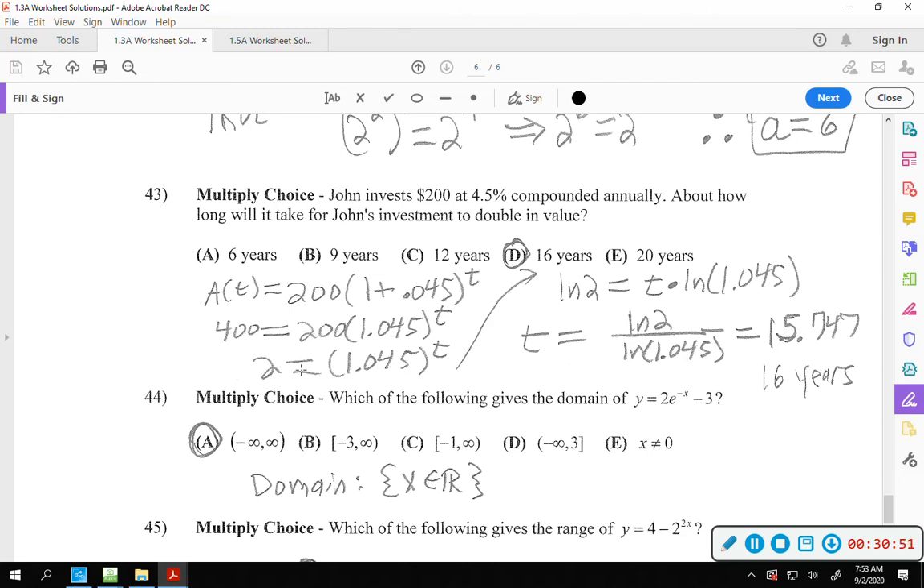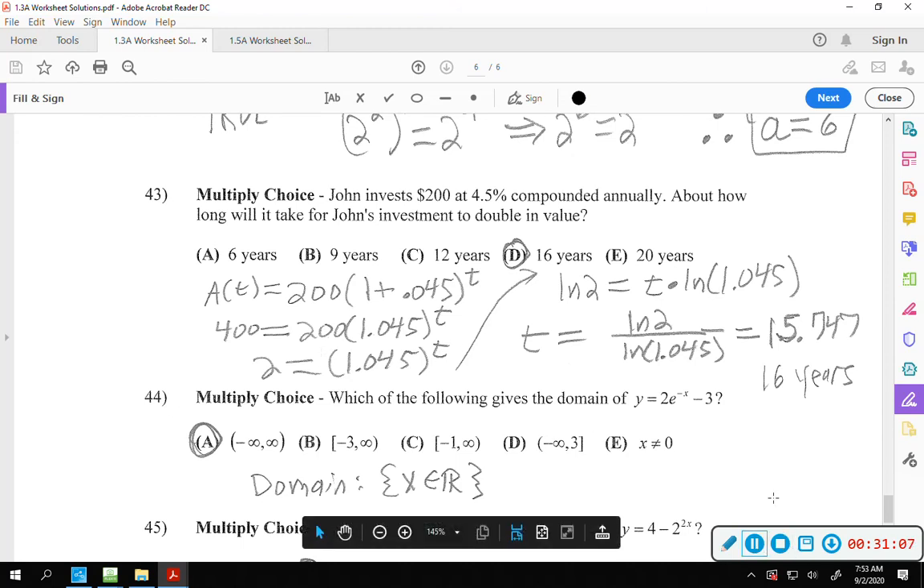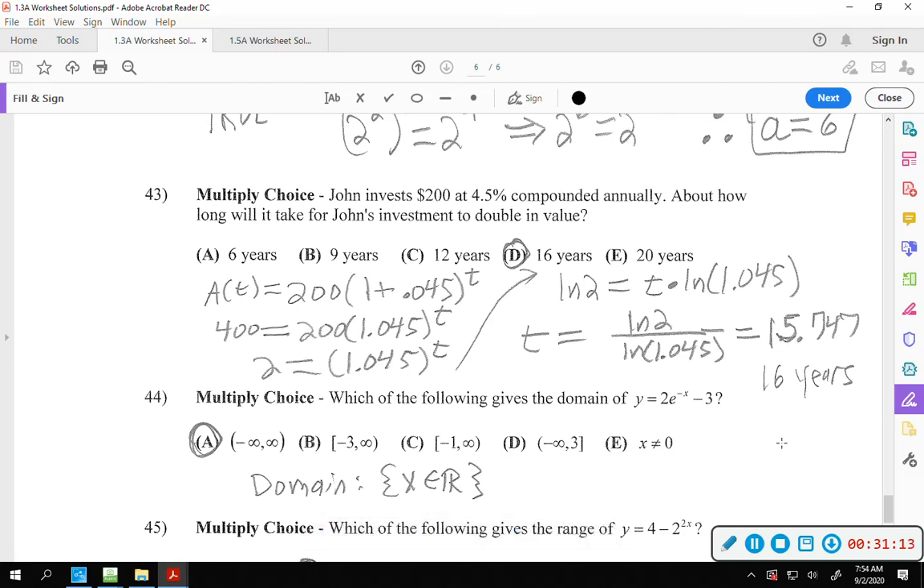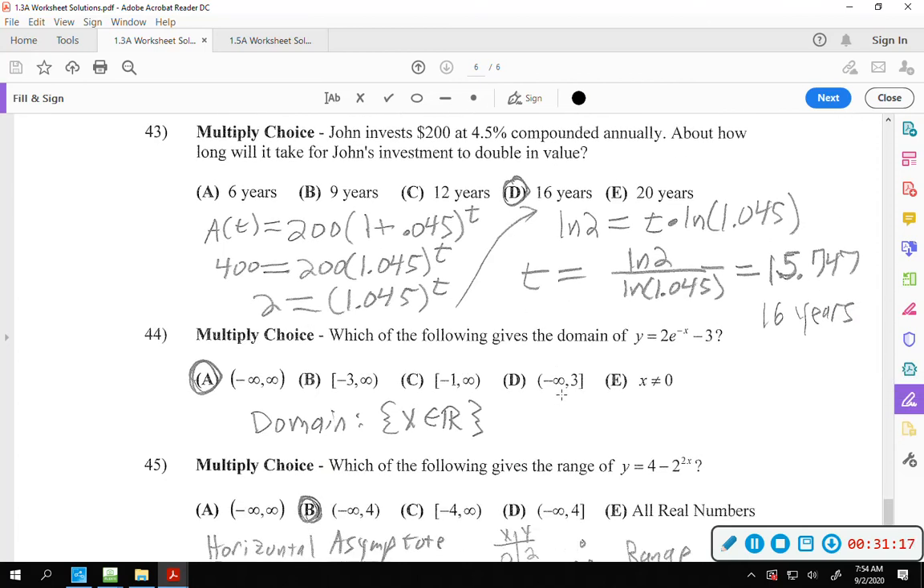I have to divide first because it has to be a base raised to an exponent only before I take the natural log of both sides. Drop down the exponent, which is the variable I'm searching for. I can't solve for it until I get it down on this level. Now take the natural log of both sides, 15.747, or roughly 16 years since they rounded it.